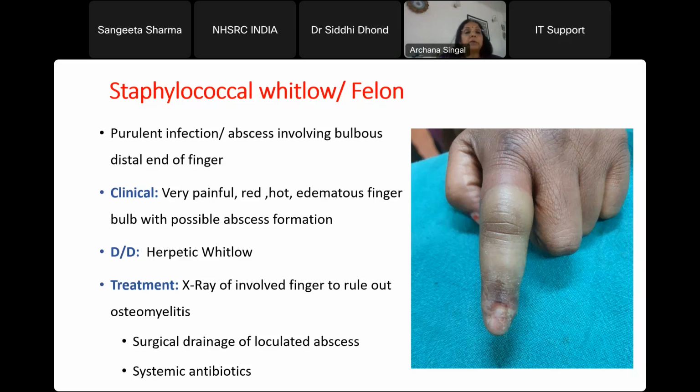But herpetic whitlow starts with closely set deep vesicles initially. An X-ray has to be done to rule out underlying bony involvement, and there has to be surgical drainage and systemic antibiotic. Next, please.